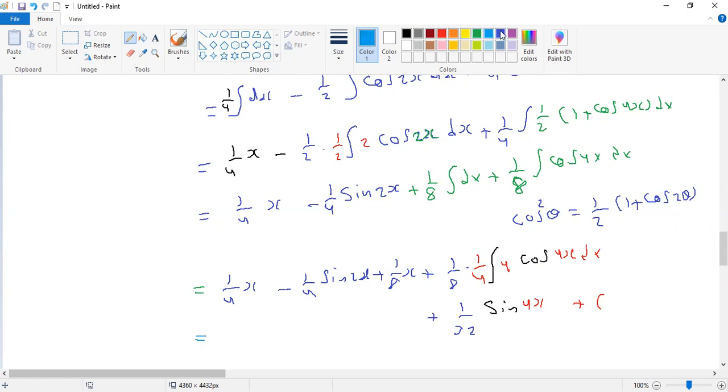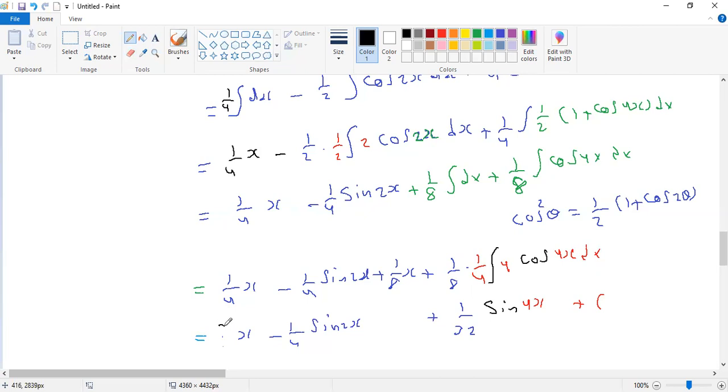So now let us write all of them. The answer is 1 over 4x minus 1 over 4 sine 2x. But here there is a plus 1 over 8x, and I can add it with this one, so this will be 3 over 8. I can write it directly, no need to write one step more.